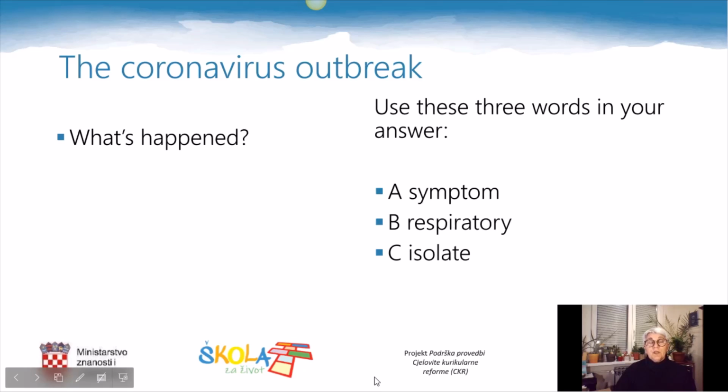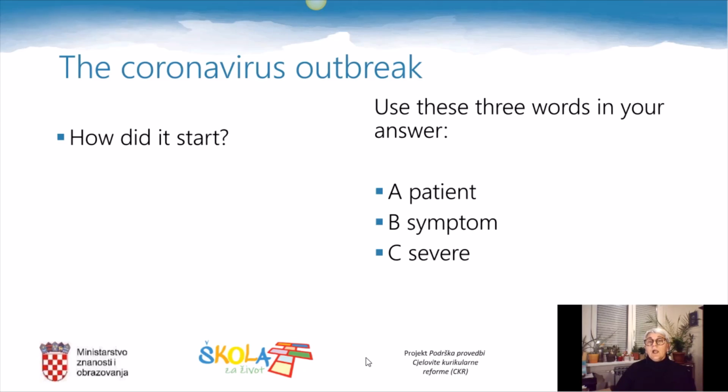Question number 2. What's happened? Can you use these 3 words to answer? Symptom, respiratory, isolate. Question 3. How did it start? We remember where. It started in China, but how? Can you use these 3 words? Patient, symptom, severe.